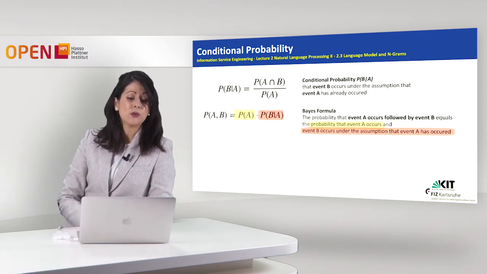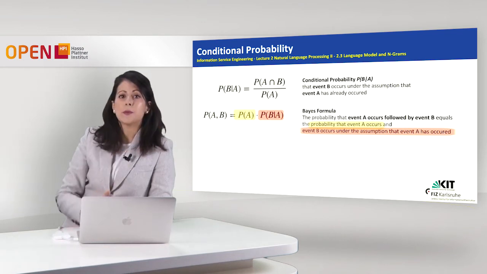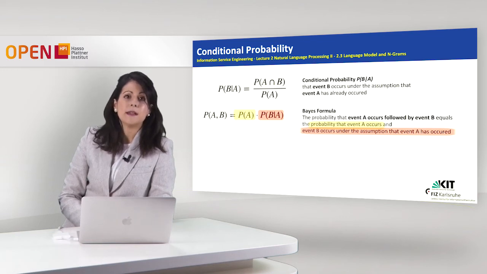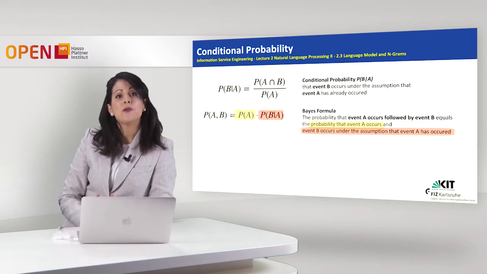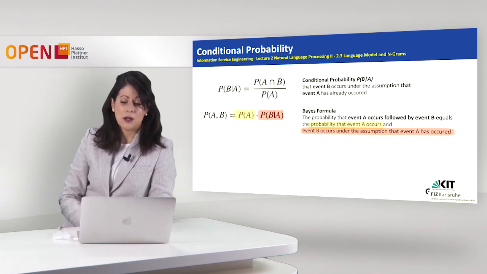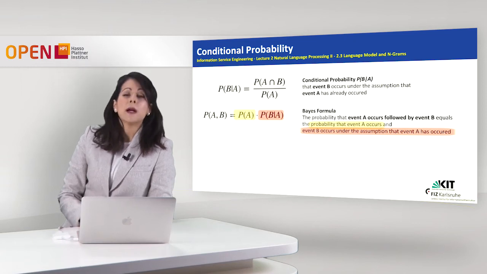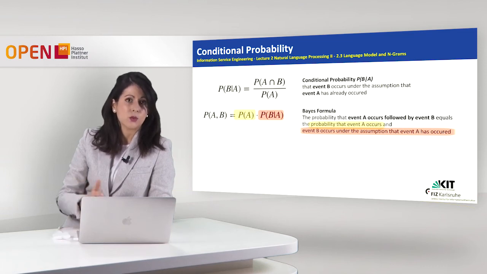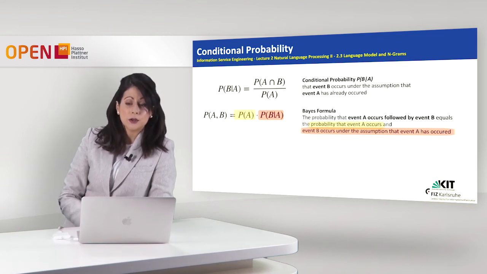And then we continue with the joint probability, which comes after rewriting based on the Bayes formula. The joint probability of A and B is the probability that the event A occurs followed by the event B, and is equal to the probability that the event A happens, multiplied by the conditional probability that B happens given A, as we saw right before. So, given that the event B occurs under the assumption that the event A has already occurred.